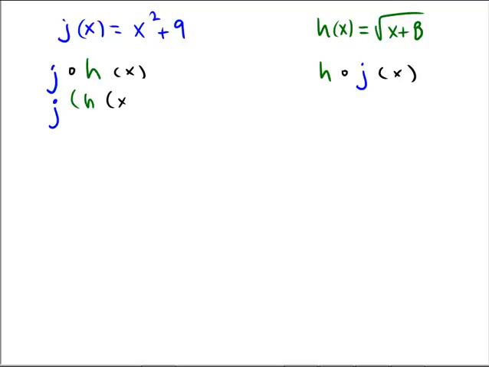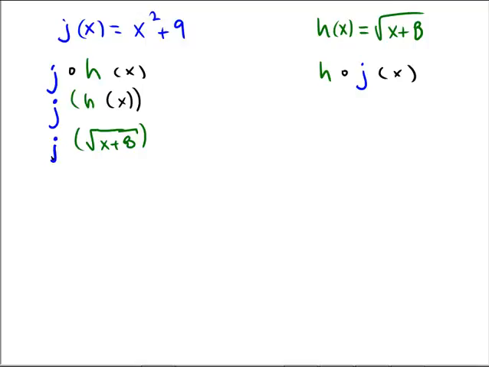Now x is a generic variable, it's not a specific number, so that means all we can really do here is j of h of x, which is j of radical x plus 8. Right? That's what h of x is. That's what the rule says over there on the right. So what would that be?